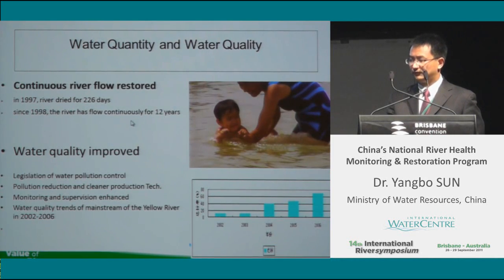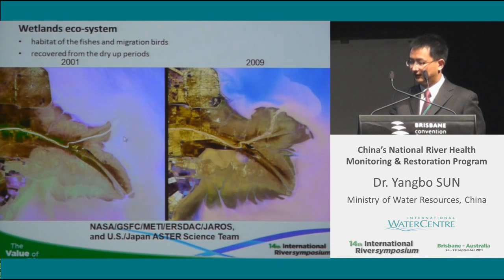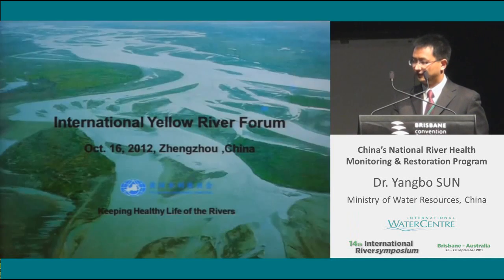The result is quite good. It is obvious the river flow has been restored over the last 10 years, and the river drying up has never happened. The water quality has also been improved, and this is the delta wetlands. You can see the expansion of the new freshwater wetlands. Many migratory birds have come back to our delta. This is our experience for the Yellow River.